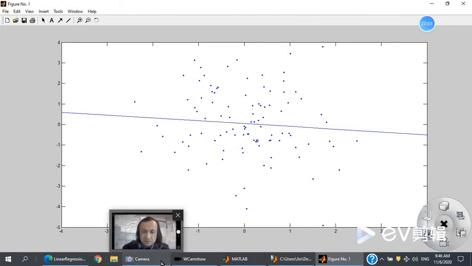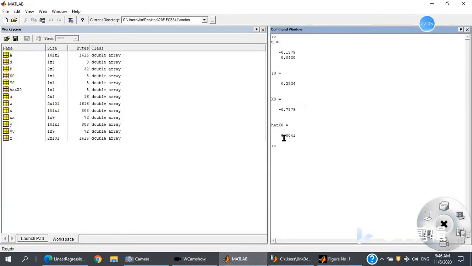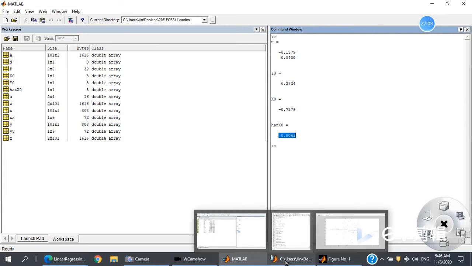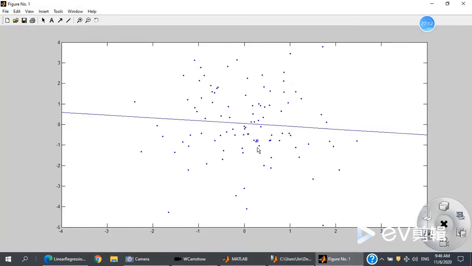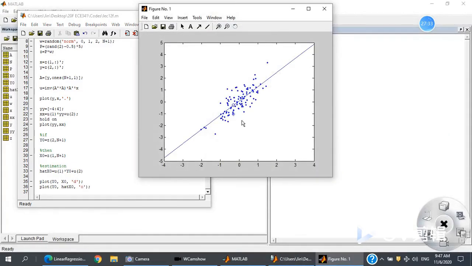Circle disappeared. Oh, the circle should be here, right? The circle is very close to 0. Okay, the circle is too small. I can't see. Let me see. Can I make it large? Diamond and circle. Sorry. I see. You see, the diamond is here, and the circle is here. So we use this circle value as the estimate of this diamond.